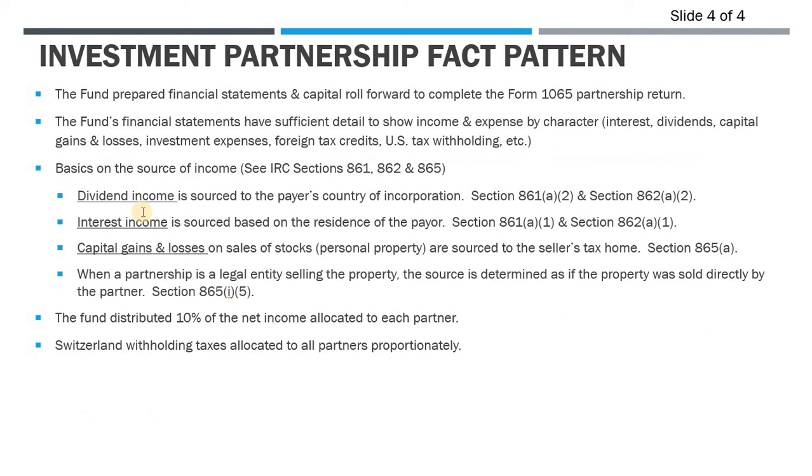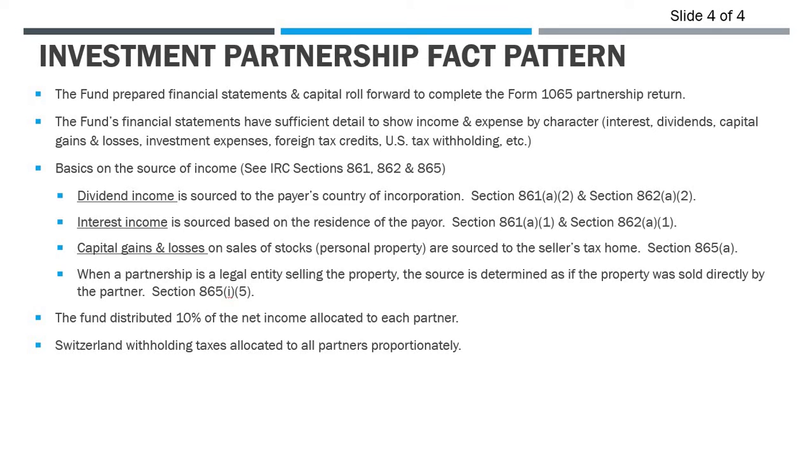Okay, so additional information on the fact pattern here. The fund prepared the financial statements and cap roll forward. I showed you those earlier. Now, the financial statements, really important here that we have sufficient detail to show the different types of income and the source, right? And that's important because we need to bifurcate a lot of this on the K2 and K3. So if we don't have that detail in the financial statements, then we can't do that.